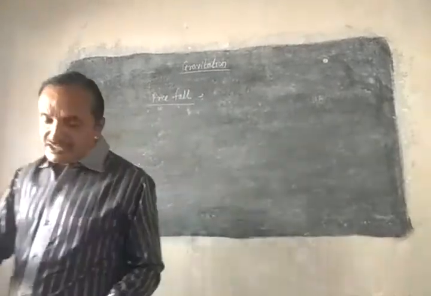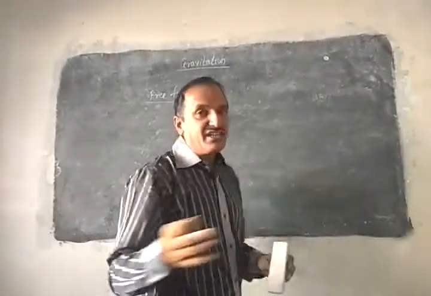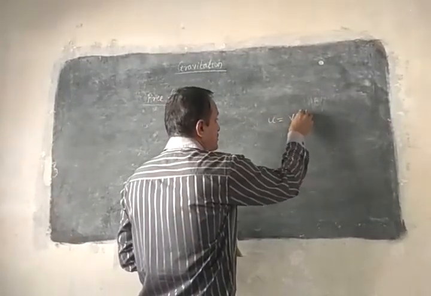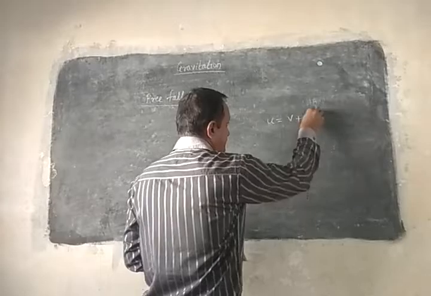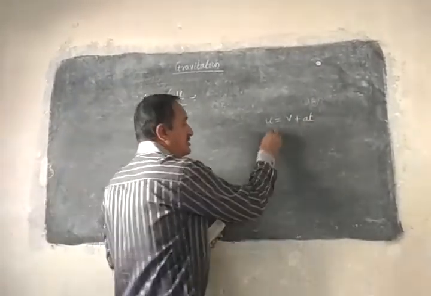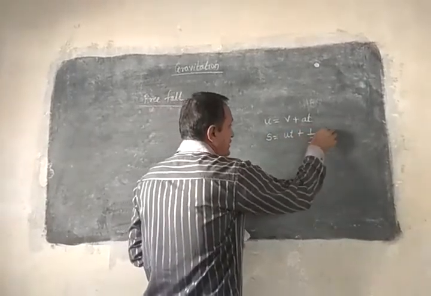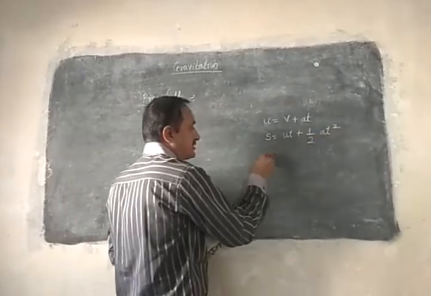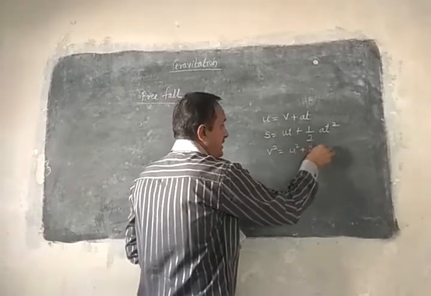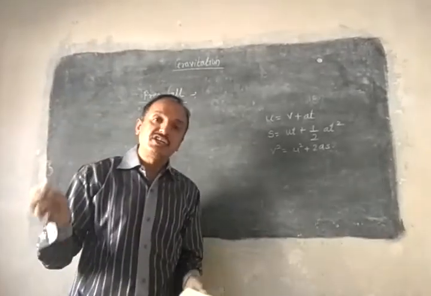Now see, in the ninth standard you had three kinematical linear equations. The first is v = u + at. The second equation is s = ut + half at square. And the third is v square = u square + 2as. These were the three kinematical equations we learned last year in the ninth standard.